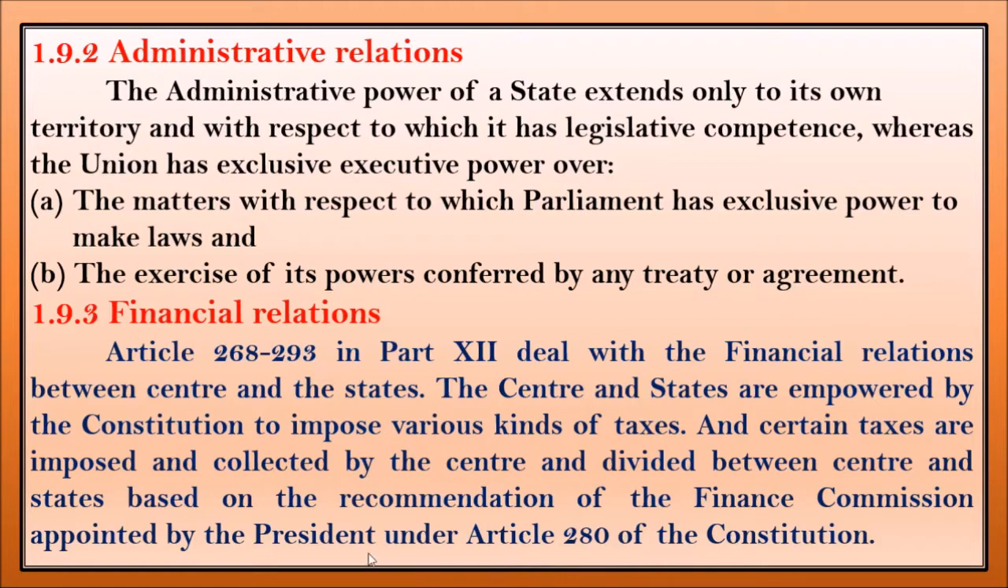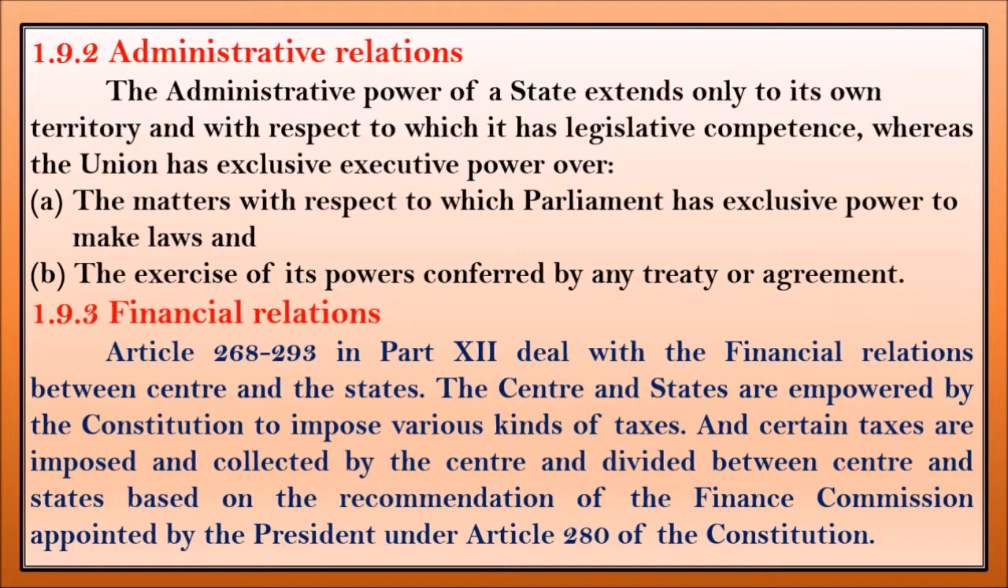So if you look into Part 12 of the constitution, it deals only with the financial relations. There are articles from 268 to 293 which govern the relations between the center and the states. The center and states are empowered by the constitution to impose various kinds of taxes, and certain taxes are imposed and collected by the center and divided between center and state based on the recommendation of the Finance Commission.